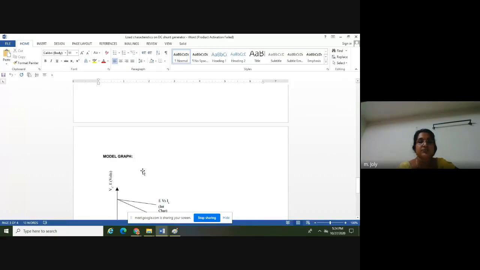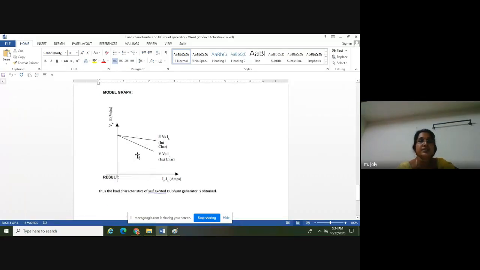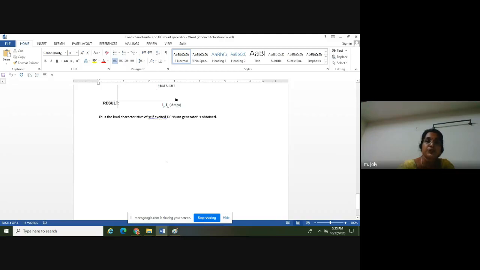Okay. So this is the model graph for this, E versus IL and V versus IL, we will be drawing. It is called as internal characteristics. This is called as external characteristics. Okay. So this is for this. But while doing this itself, we will be getting the characteristics. So from this itself, you can draw the characteristics.